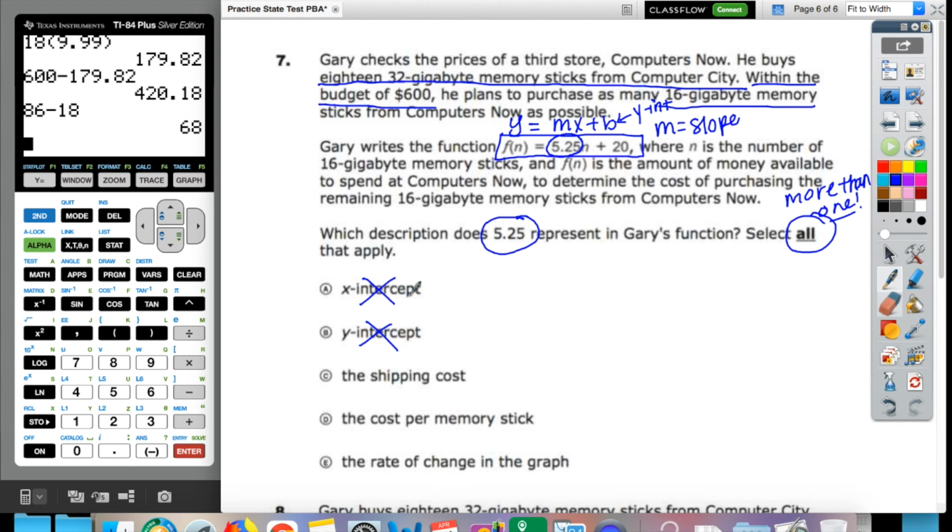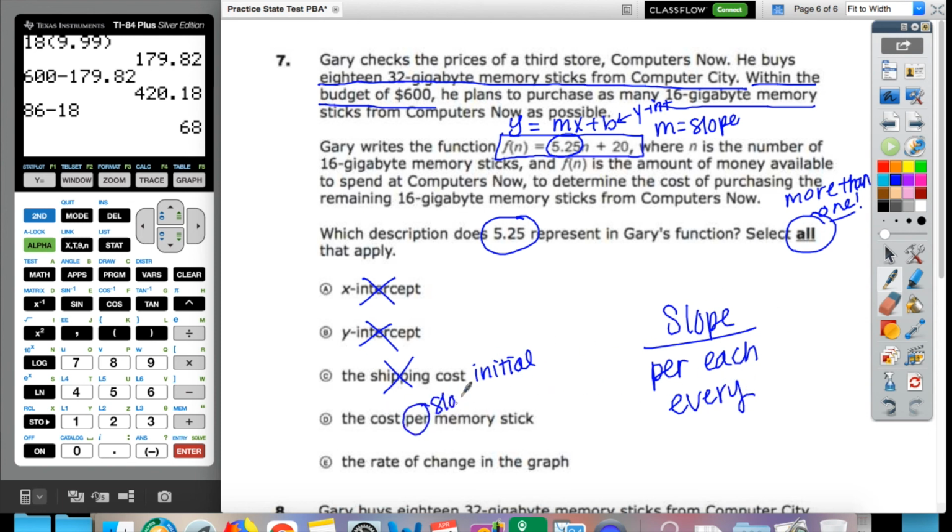Would the slope be the shipping cost? Remember on the last problem, we talked about that shipping cost being what was added to the equation. That is your initial value. You have to pay for shipping just to get it shipped out to you. So no, the shipping cost is your initial value, not your slope. Is it the cost per memory stick? Yes. Remember I told you for slope, look for those special words: per, each, and every. Those are your slope words. So when we see per right here, I know I'm talking about slope. So that is a choice.